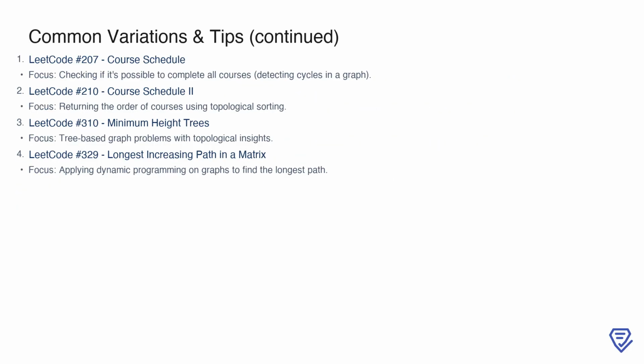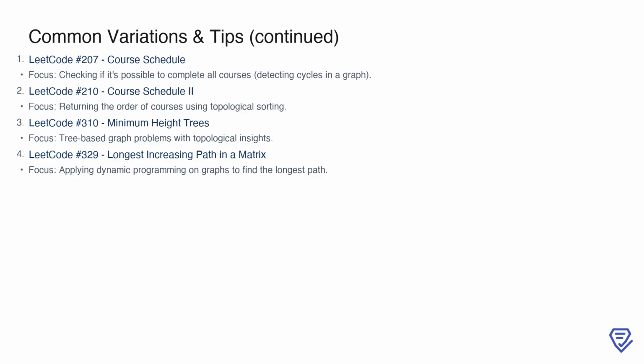There are several related problems on LeetCode that can help you deepen your understanding of these concepts. For example, LeetCode number 207, Course Schedule, focuses on detecting whether it's possible to complete all courses by checking for cycles in the graph. LeetCode number 210, Course Schedule 2, builds on this by requiring you to return the course order based on topological sorting.